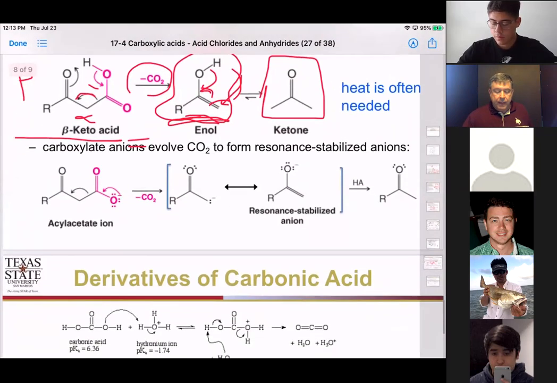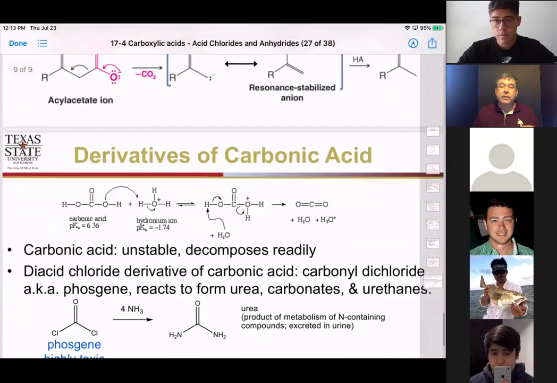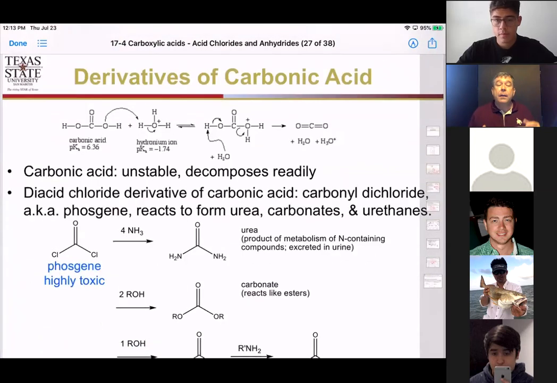So the last thing we want to talk about is derivatives of carbonic acid. Now, we said that the simplest of the carboxylic acids was the one with just the single carbon on it. It's also called methanoic acid because it only has the one carbon on it. Okay, and we also said that we typically don't use that in our organic chemistry a lot because it's very unstable. When it gets protonated by water, it rapidly decomposes to CO2 and water.